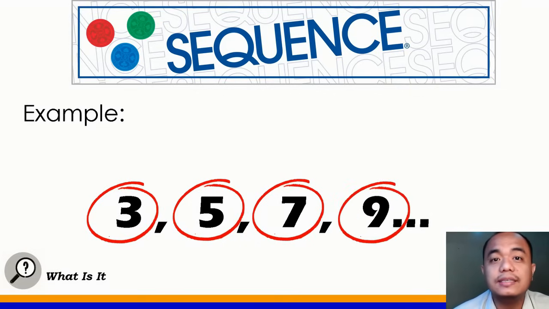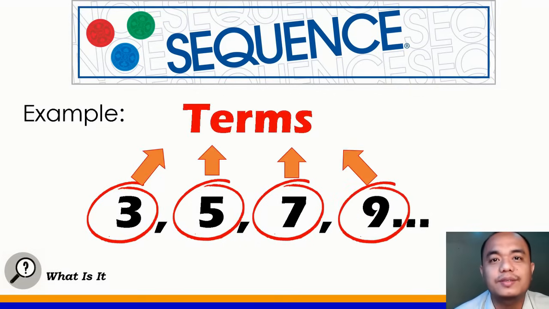Yes, we call these terms. Yung 3 dito, ang tawag natin ay ang unang term or the first term. 5 here is called the second term. 7 is the third term and 9 here is the fourth term. Okay? But some references, some books use the word element or member. But term is commonly used as the name of each number in a particular sequence. The term, the element, and the member mean the same thing.